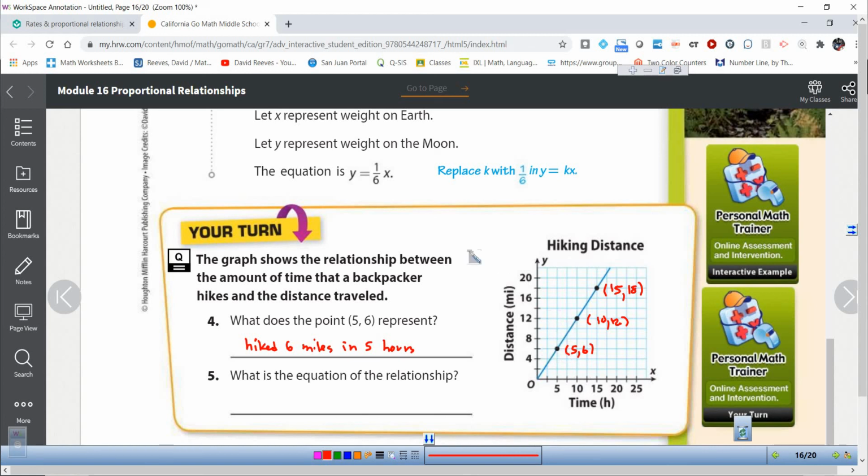Okay, so what is our constant of proportionality? Remember, k is equal to y divided by x. So if I take one of these points, 6 over 5 equals 12 over 10 equals 18 over 15. They're all going to simplify to the same thing, aren't they? They all simplify to 6 over 5. So k is 6/5. So my equation is y equals kx, so y is equal to 6/5 x.